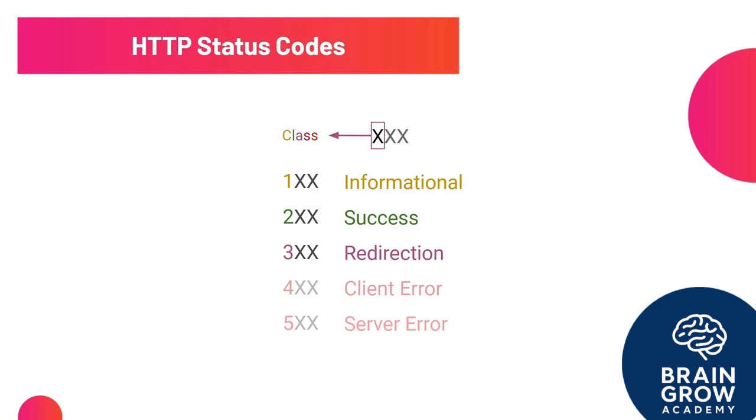The third category is redirection. They indicate that the client must take additional actions to complete the requests. The last 2 classes of response codes are returned when errors or exceptions occur.